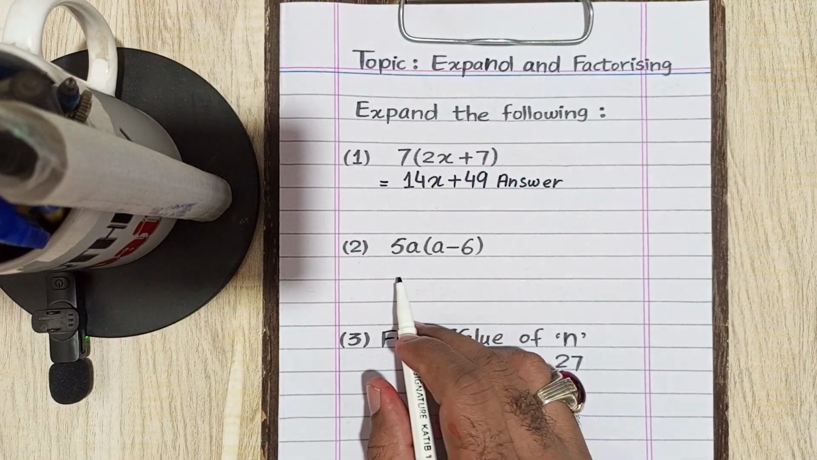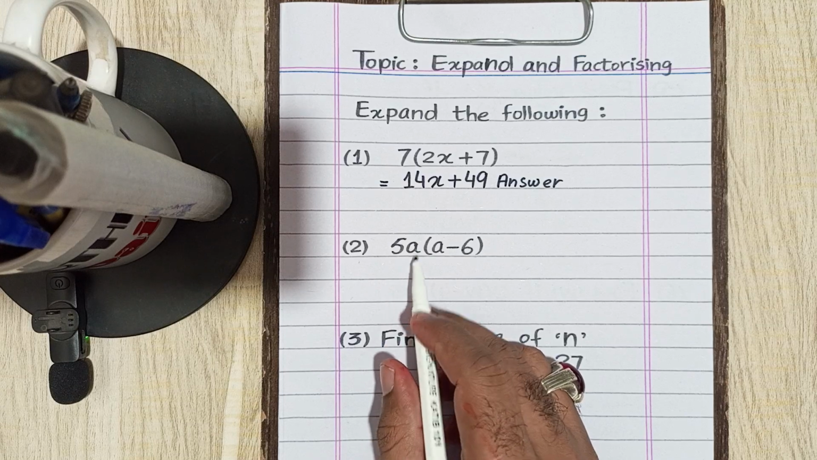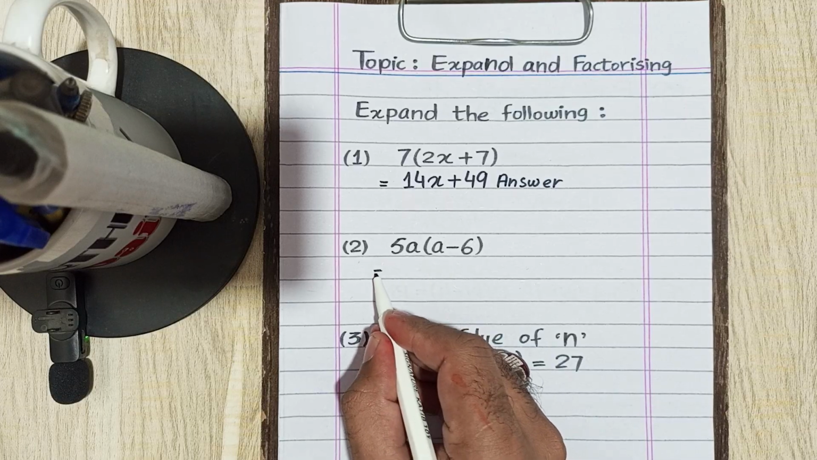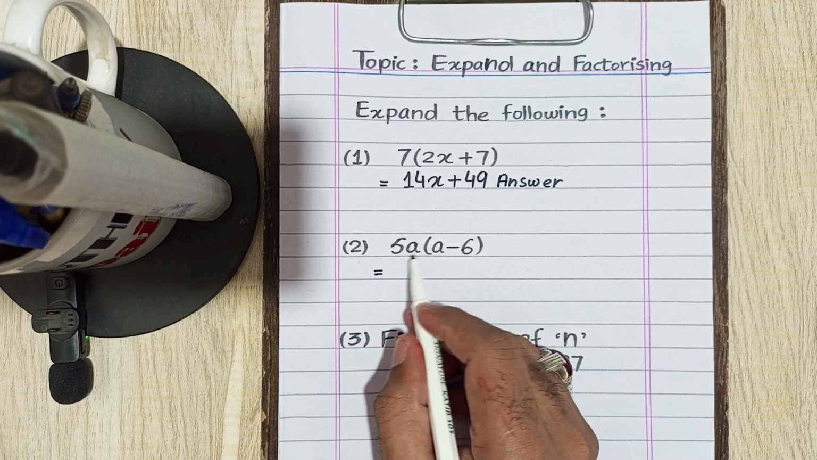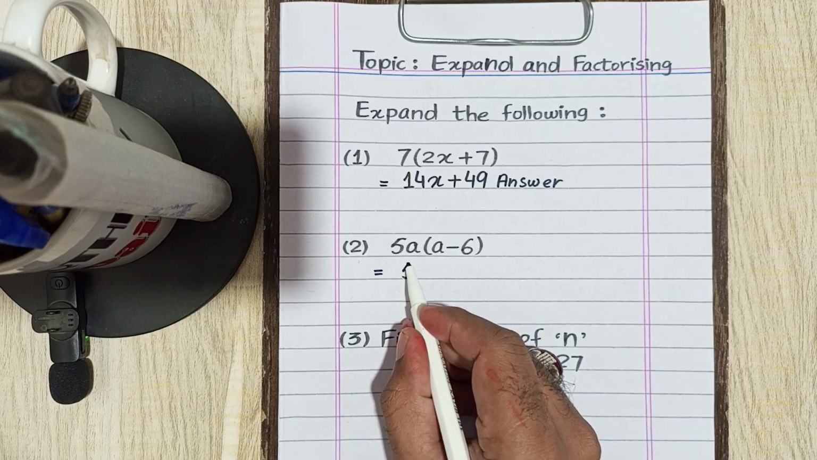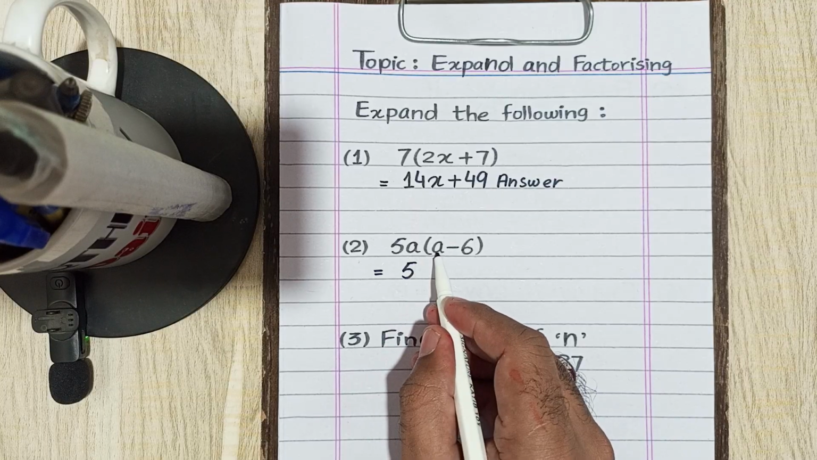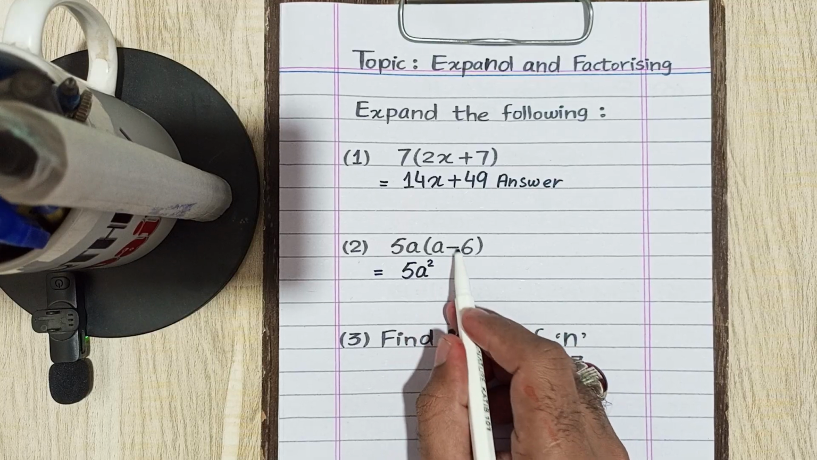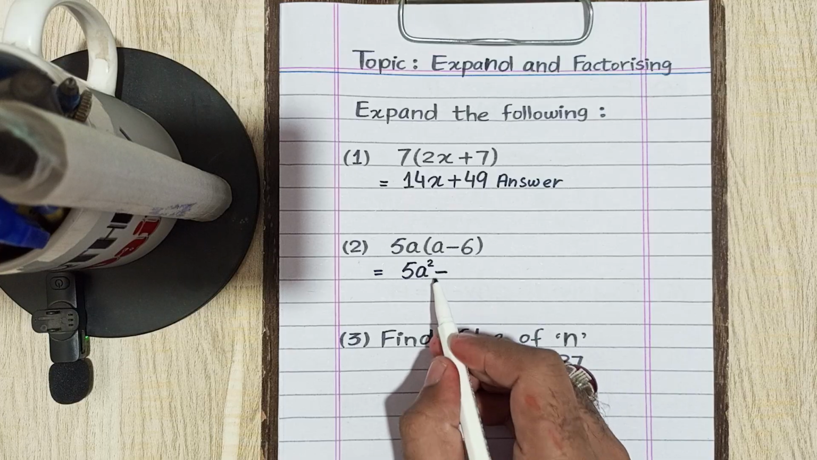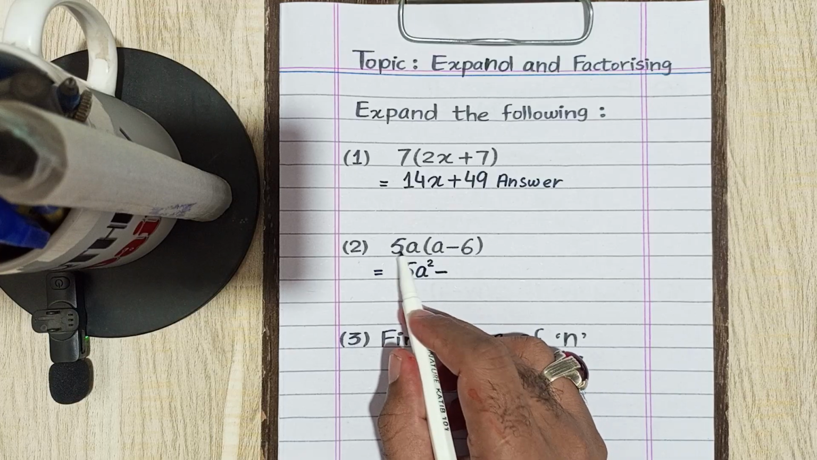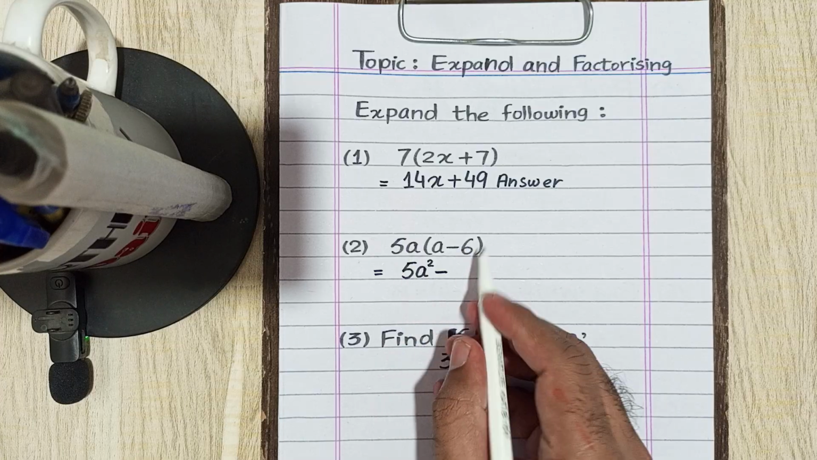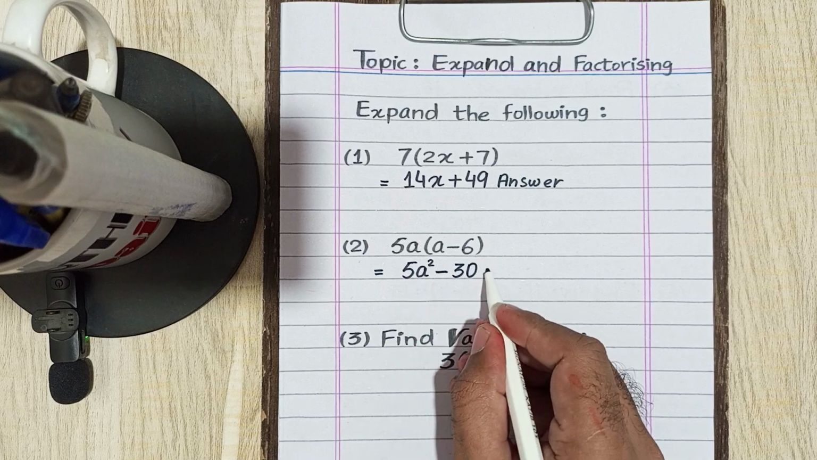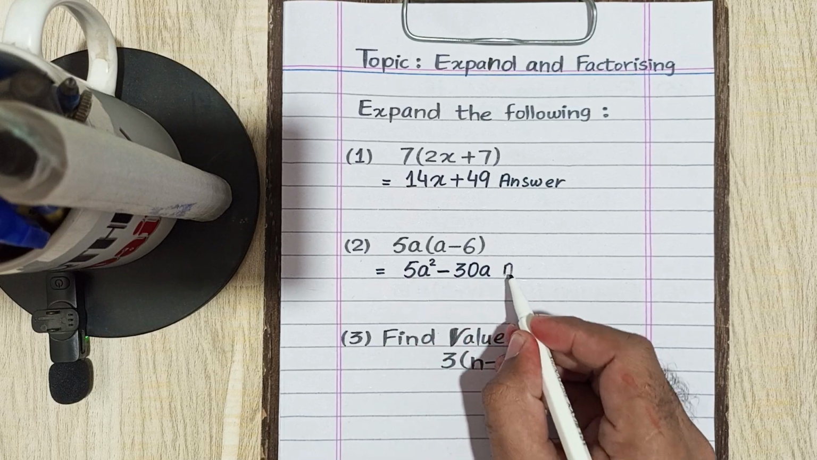Now our next question. In question 2, we have 5a into a minus 6. So we just multiply 5a with a. So we have 5 as it is. If we multiply a with a, then we have a square. So here we write the negative sign as it is. Now we multiply 5a with 6. If we multiply 5 with 6, then we have 30 and a as it is. So this is our answer.